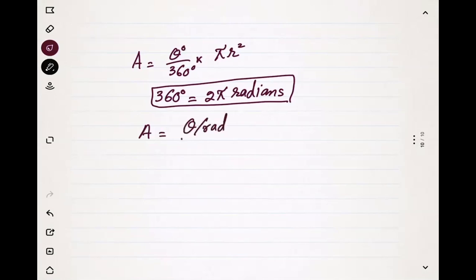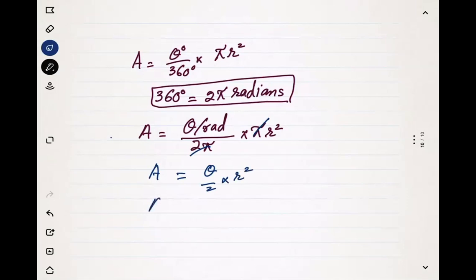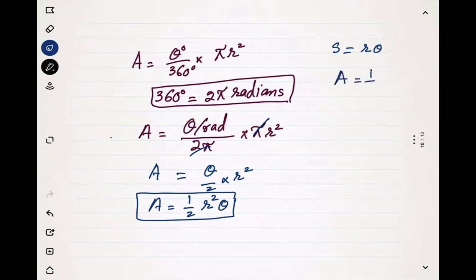theta in radians divided by 2 pi into pi r square. So pi will be cancelled out with pi, and the remaining thing will be area is equal to theta over 2 into r square. So area would become 1 over 2 r square theta. This is the formula for area of sector. So arc length is r theta and area of sector is 1 over 2 r square theta. Using these formulae, we can find the units and base units.